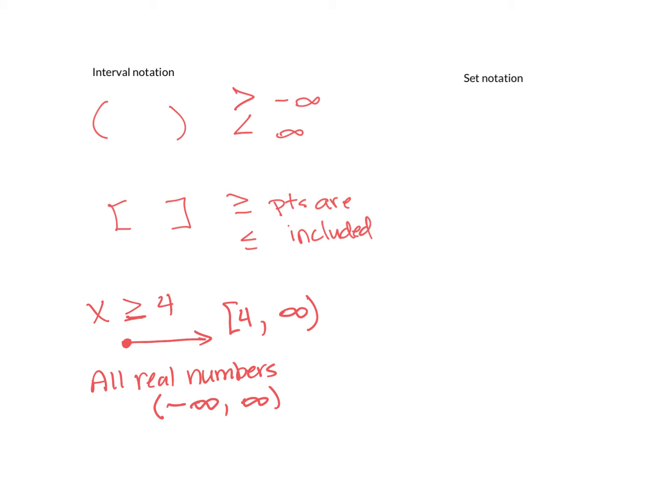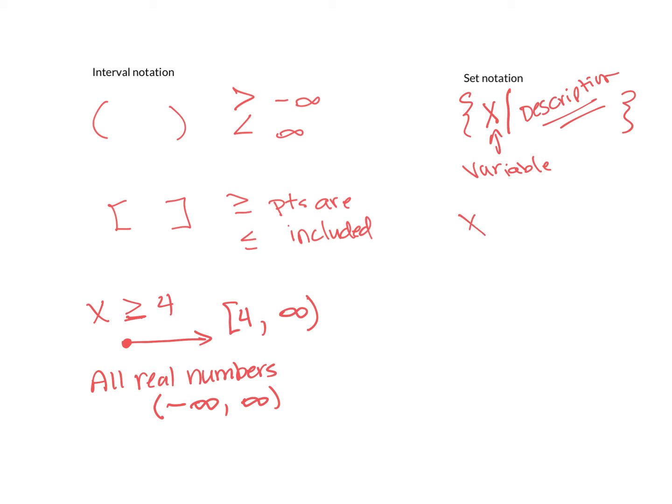Now, set builder notation is using the curly braces to build a set. When we're writing this, we're going to do x, which is my variable. This is always going to be the variable. If the variable is not x, then we might want to just change that. Then I'm always going to have a bar. And then this is going to be a description of what I am using, so what my x values are.